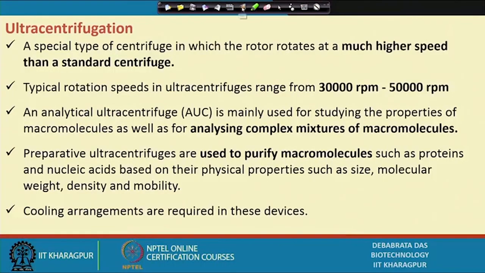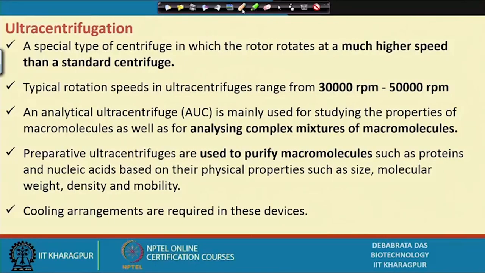Now, the ultracentrifugation machine is another device we can use for the separation of fine, small particles, as for example protein, RNA and DNA. Those can be separated with the help of this ultracentrifugation machine, which is usually operated at a very high angular velocity, 30,000 to 50,000 rpm.